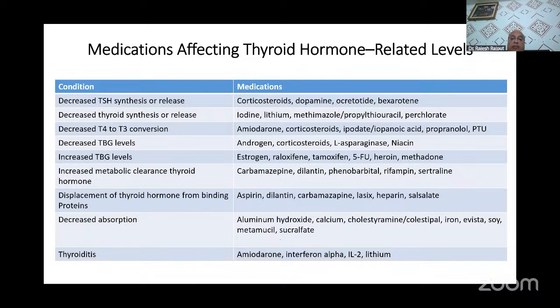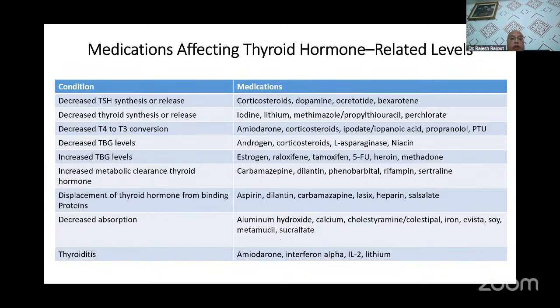Various anti-cancer drugs like 5-fluorouracil. There are drugs which can increase the metabolism. Again, I have already enumerated them, like anti-epileptic drugs, rifampicin, sertraline, which is an antidepressant. Drugs which can displace thyroid hormone from their binding protein. We have just shown you an example of heparin. Apart from that, aspirin in high dosage, carbamazepine, Lasix, another common drug used in ICU. Decreased absorption because of antacids, iron, calcium, soya products, and lastly, thyroiditis, viral inflammation of the thyroid gland, which can cause interference in thyroid function test.